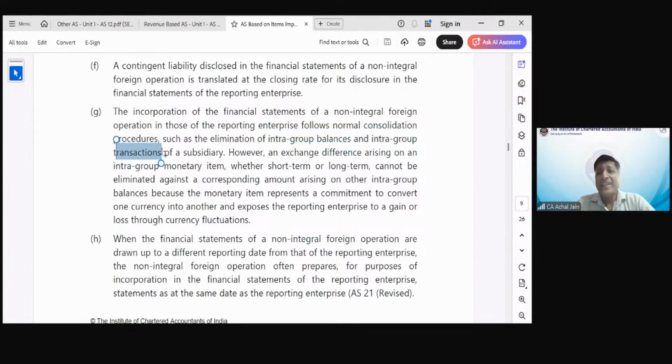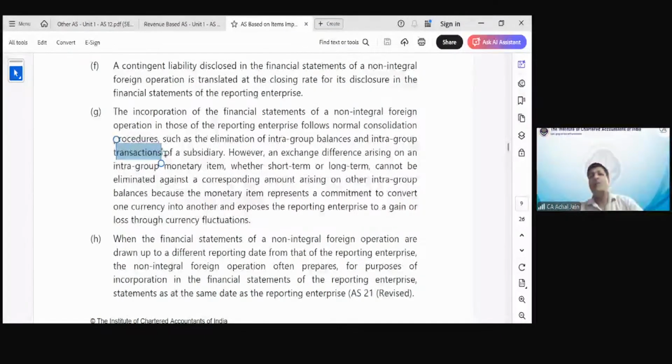However, any exchange difference which is arising on an intra-group monetary item, whether short-term or long-term, cannot be eliminated against a corresponding amount on such intra-group balances, because a monetary item represents a commitment to convert one currency to another and exposes the reporting entity to gain or loss.